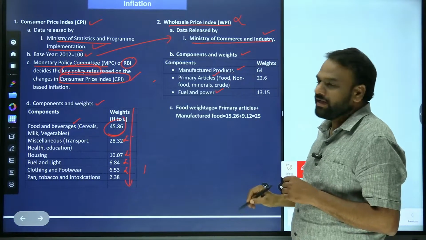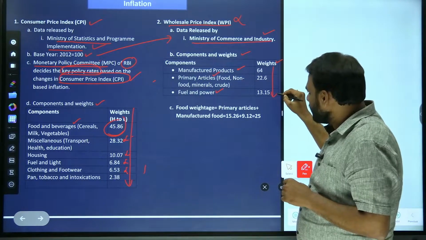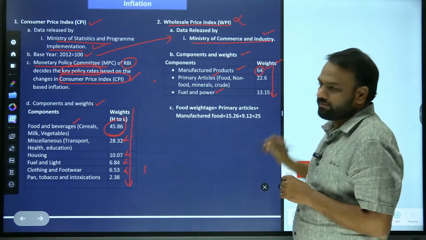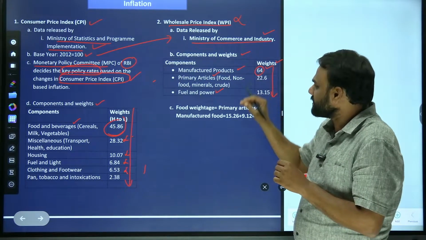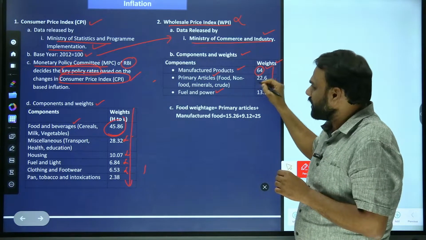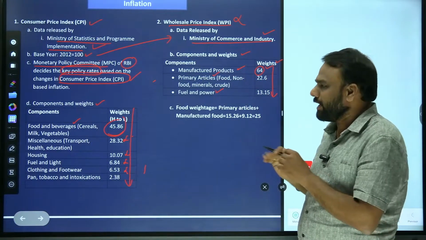fuel and power. Here also, I have specified weights in the decreasing order. So here also, all the values are not important. Only this value is important. Manufactured products enjoy the highest weightage within the wholesale price index, and its weight is 64. For the rest, just the order is important. First is manufactured products, next is primary articles, and third is fuel and power.